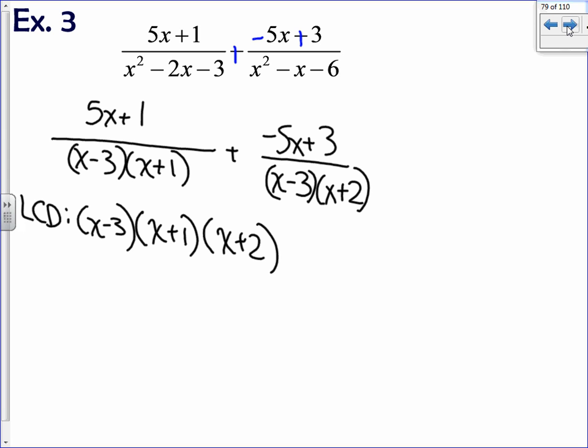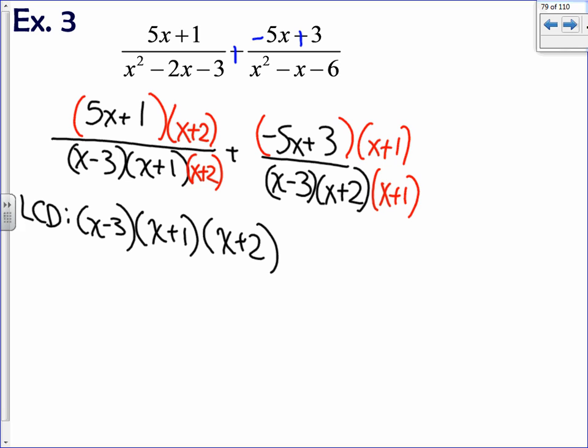Now, to achieve the LCD, I'm going to be multiplying each fraction by one binomial, in this case, to achieve the LCD. So this first fraction is lacking the x plus 2. So I have to multiply that by x plus 2 so it matches the LCD. The second fraction is lacking x plus 1. So that's what I must multiply both the top and the bottom of that fraction by.